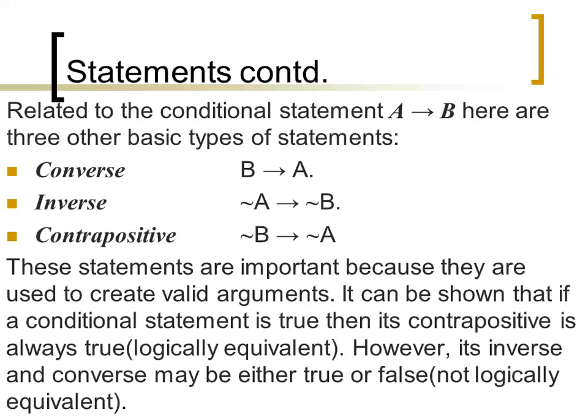Related to conditional statements, we can change them and we will end up with three other basic types of statements: the converse, the inverse, or the contrapositive. Now the converse, B implies A or B denotes A, is actually you moving from top down to bottom up. So I'm moving from the conclusion to the hypothesis. So basically I'm spinning it around.